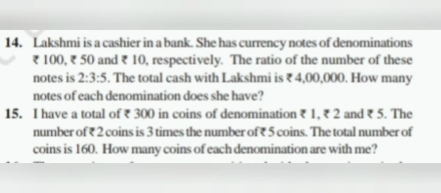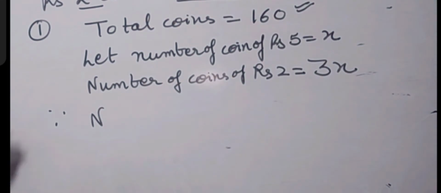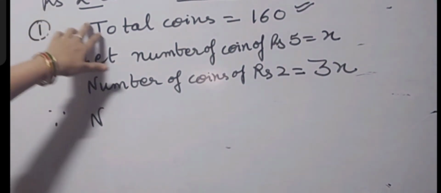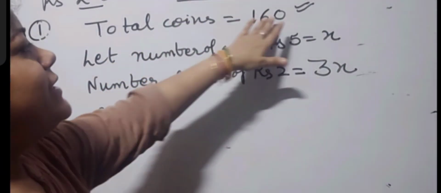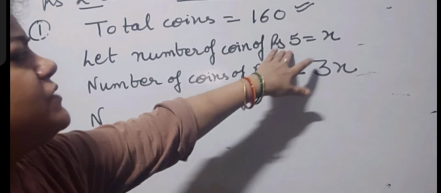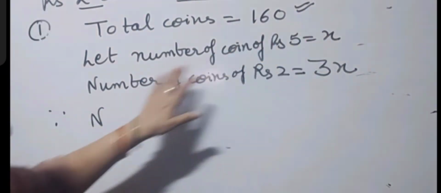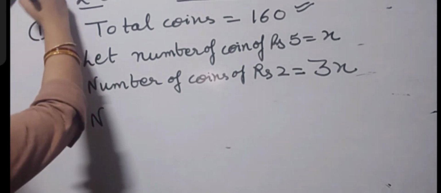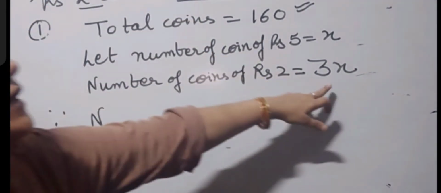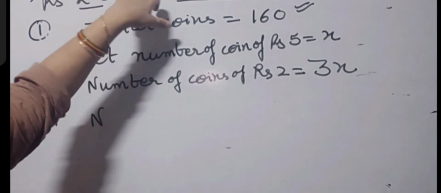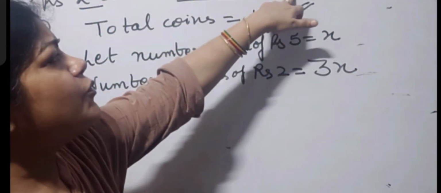Now I am going to explain question number 15. There are a total of 160 coins. I assume the number of coins of rupees 5 is equal to x. Then the number of coins of rupees 2, according to our condition, is 3x, because the number of rupees 2 coins is 3 times the number of rupees 5 coins.